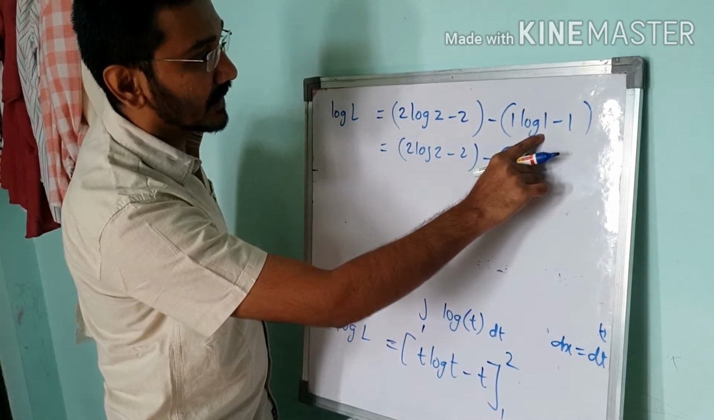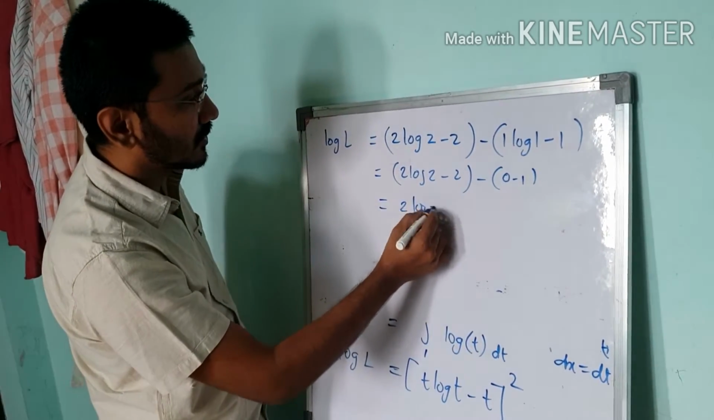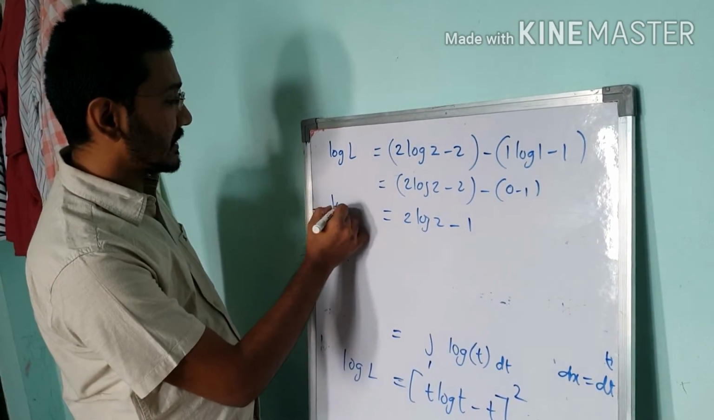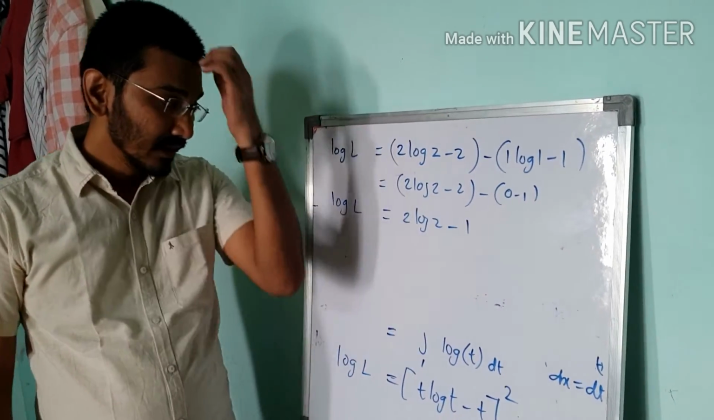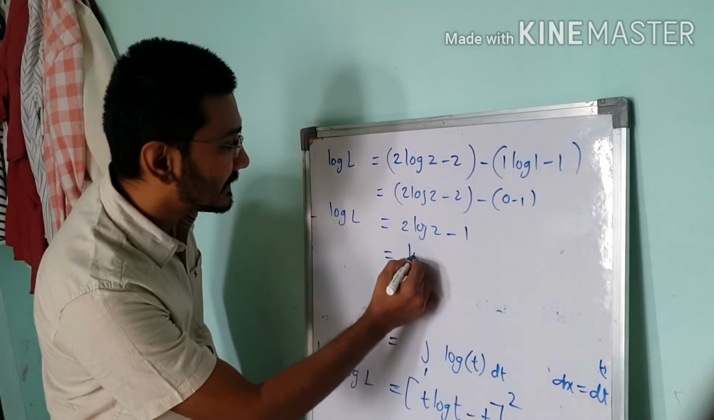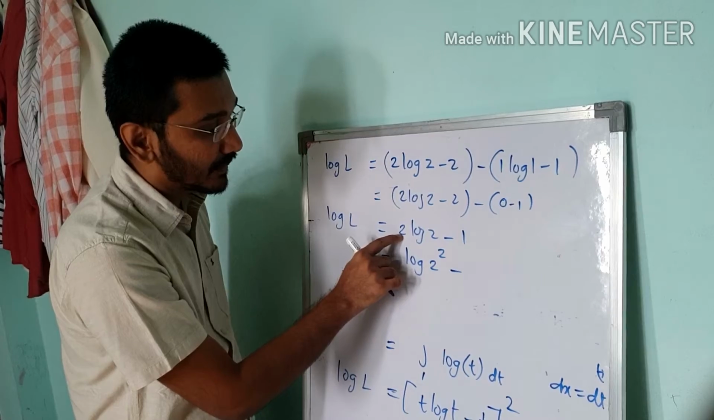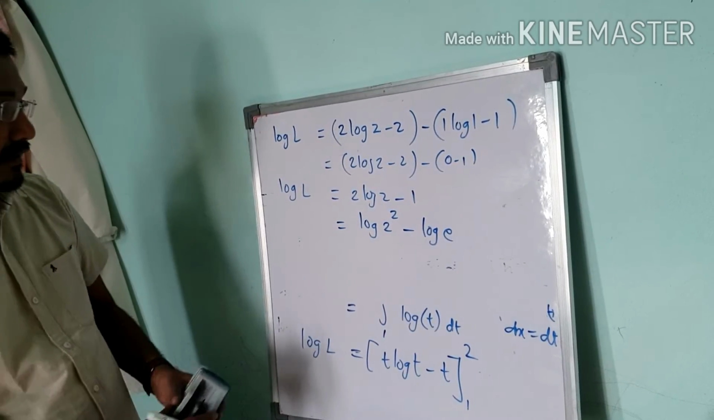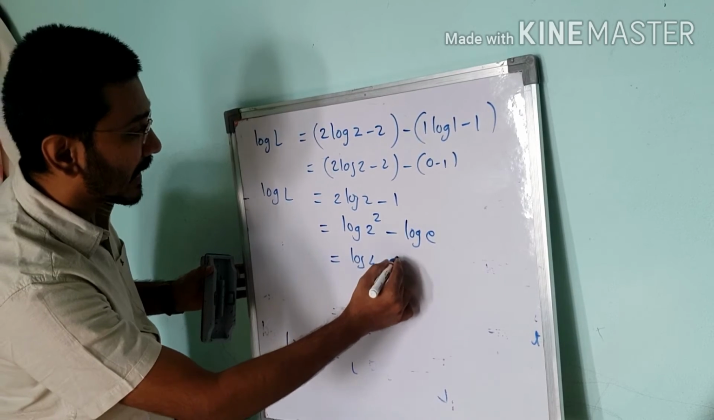So this is becoming 2 log 2 minus 2. We know log 1 is 0, therefore this is 0 minus 1, minus 1. So 2 log 2 minus 2 plus 1 is becoming 2 log 2 minus 1. So this is log L. So here the left hand side is in log, the right hand side has one term in log, but the other term is 1. So if I want to find out L, then both the terms I would convert into log. So I would write this as log of 2 raised to 2, that is, log of 4, because it is the exponent property. 2 will go on the power, and 1 I would write as log e, because log e is 1.